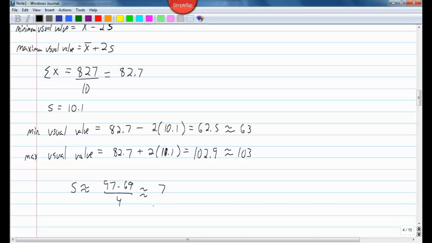That's about 7. So how close is that to the actual? I mean, it's kind of close. It's not like I got 10 here and I got 1 here. I mean, 7 is close to 10. So again, it's a rough estimate.